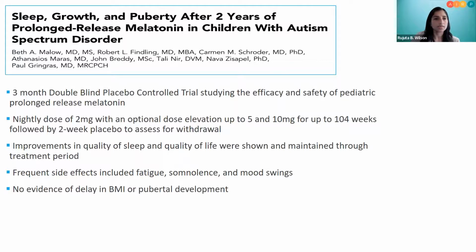So this study essentially was a 3-month double-blind placebo-controlled trial studying the efficacy and safety of pediatric prolonged release melatonin. It was dosed at a nightly dose of 2 milligrams with an optional dose elevation up to 5 to 10 milligrams for a long duration of time, followed by about a 2-week placebo to assess for any withdrawal. What they found were improvements in quality of sleep and quality of life maintained throughout the treatment period. There were frequent side effects, and those are important to note, including fatigue, somnolence, which is sleepiness, and mood swings. So those are side effects to be aware of with melatonin. But there was no evidence of delay in BMI or pubertal development.